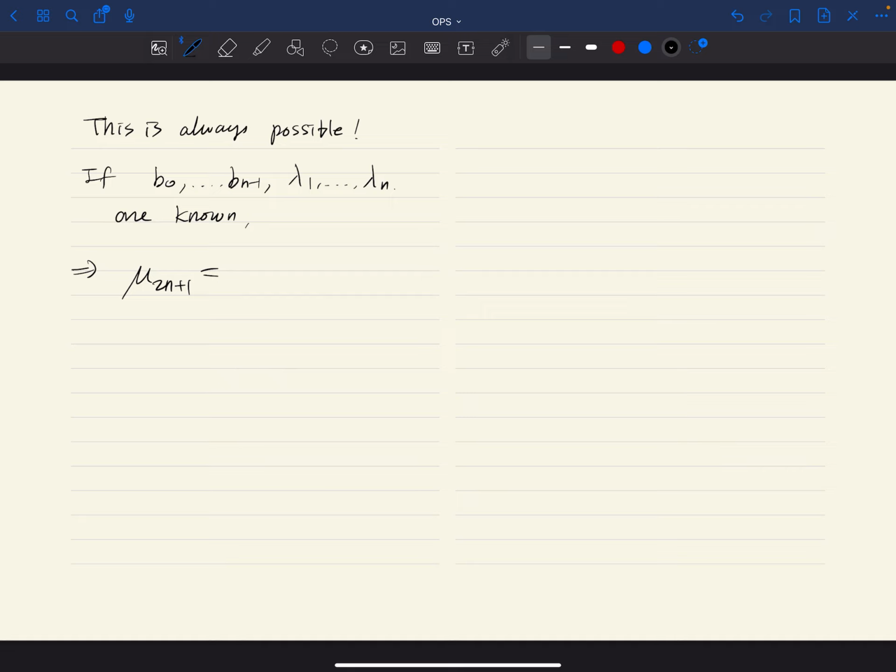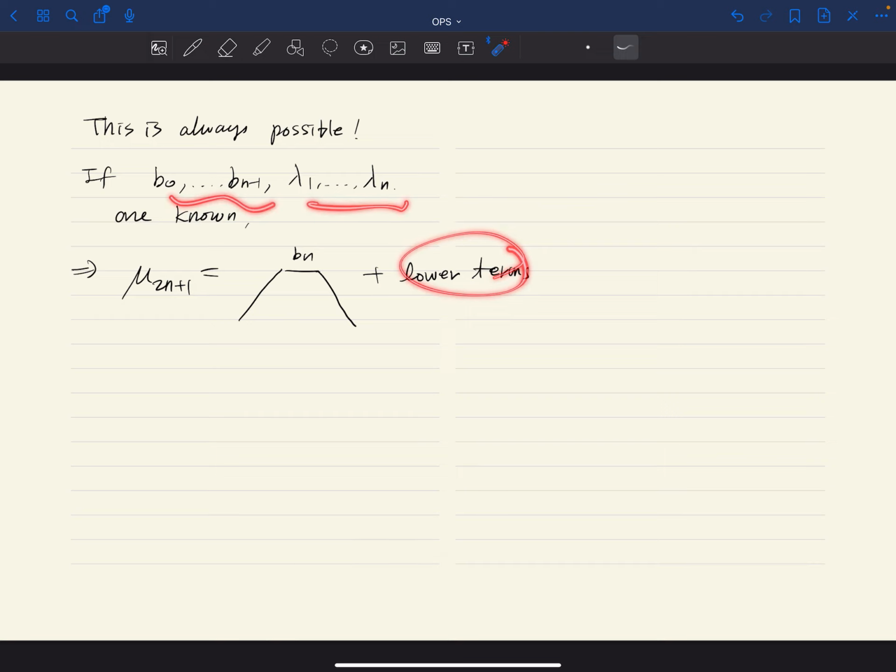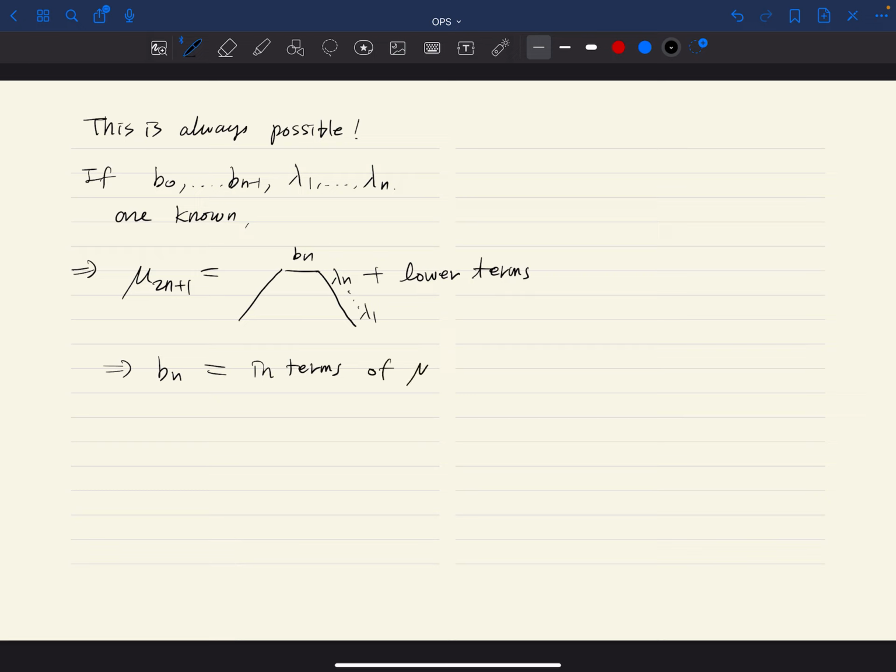Then there will be many things, but bn appears only once. This is the only possibility that bn can appear. And then the lower terms are known because of the assumption, and this is lambda n, lambda 1, so they are all also lower terms. That means we can find bn in terms of the mu i's. Okay? By induction.